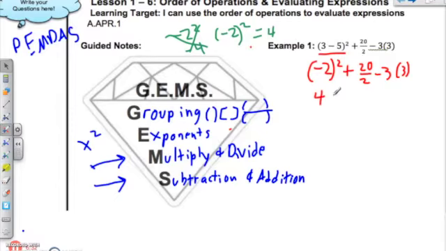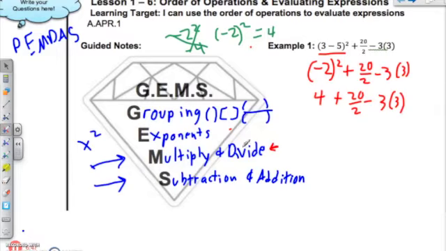So now that we're back from that mini lesson, we still have 4 plus 20 divided by 2 minus 3 times 3. Our next step is to multiply and divide, and we're going to do that from left to right.